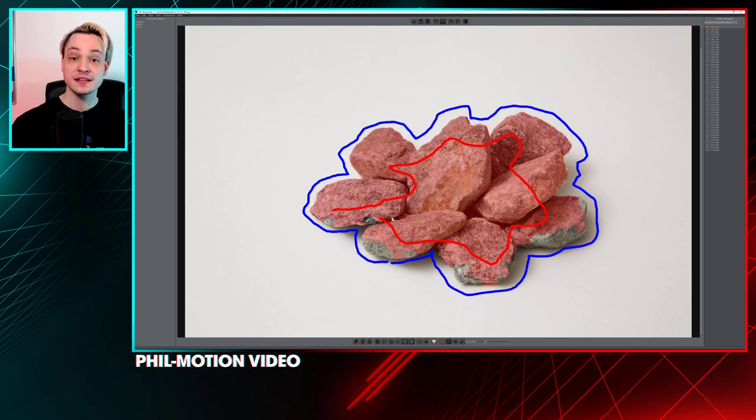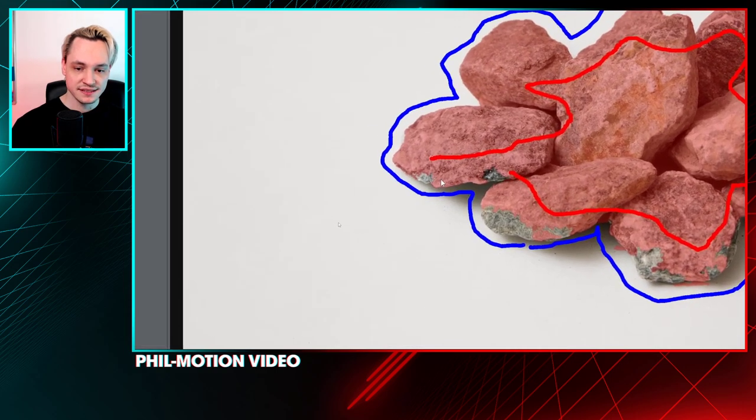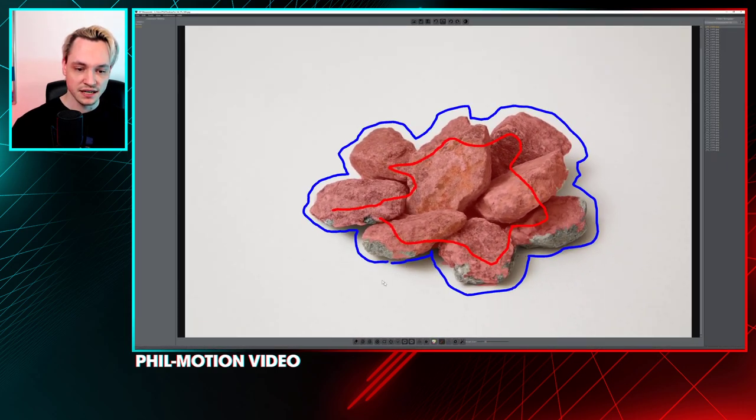Everything that's red is meant to be kept, and everything that's not red is ignored when the pictures are getting processed. So of course this is not perfect. I will add a little bit here, a little bit here, and this one here. Essentially you just want to follow the silhouette, the outline, with red on the inside and blue on the outside, and then do things again.